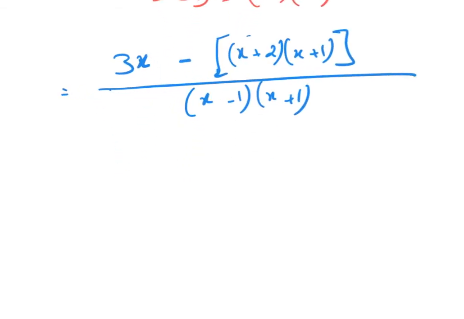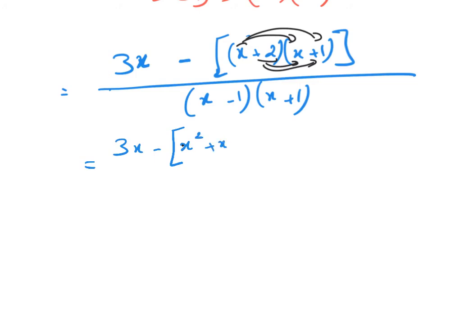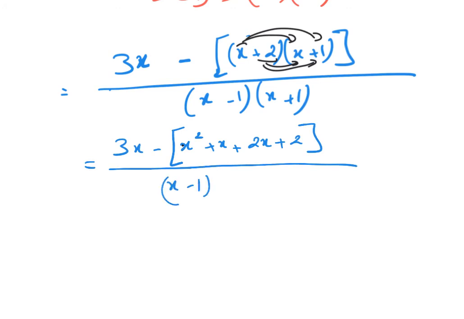So it's going to be 3x minus, and here we can use FOIL, right? x times x first, outer, inner, and last. It's going to be x squared, x times 1 will be positive x, and 2 times x will be 2x, and 2 times 1 will be 2, right? Over x minus 1 times x plus 1.